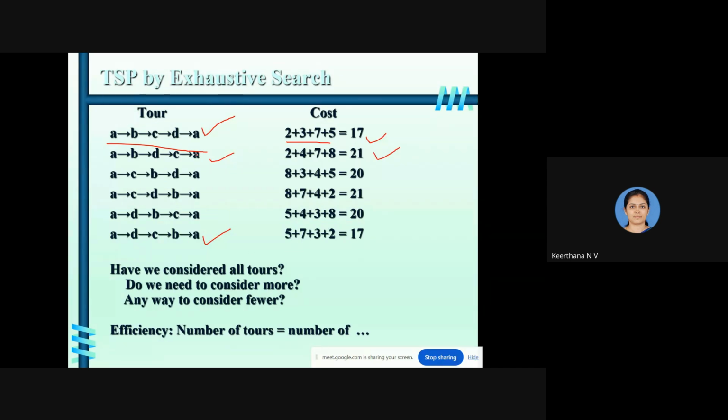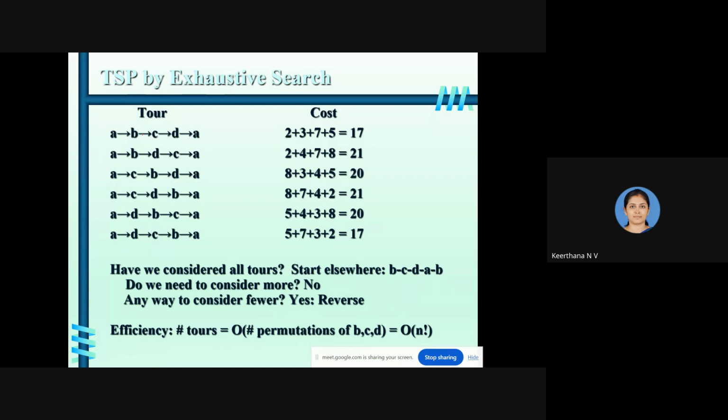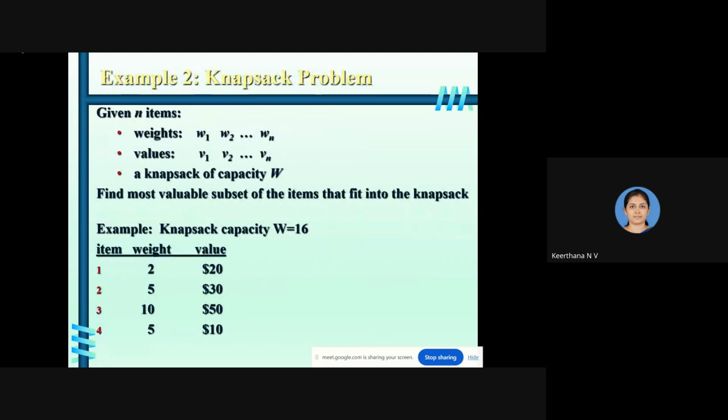So should I consider more? You have to check again. How is the efficiency calculated? It depends on the number of permutations you are handling, that is, B, C, D in all the different positions. So the efficiency will be big O of n factorial. If you want to consider a few more combinations, if needed, you can enumerate them. So this is the traveling salesman problem.